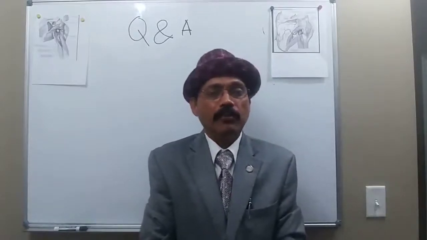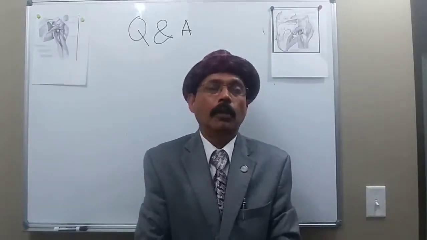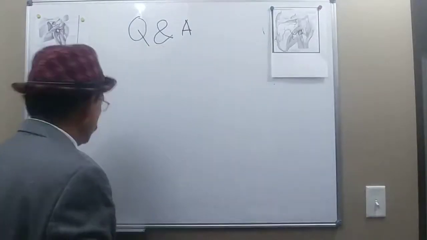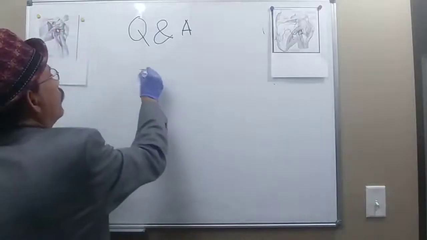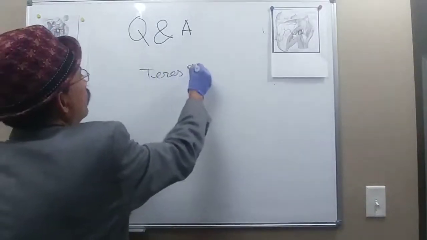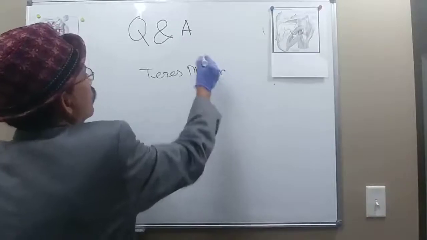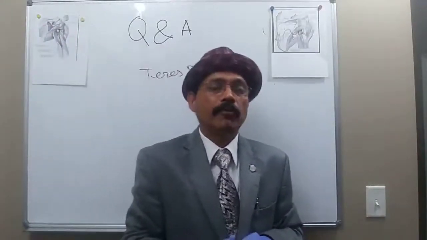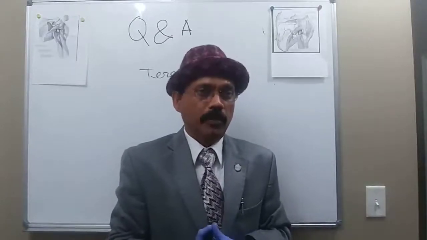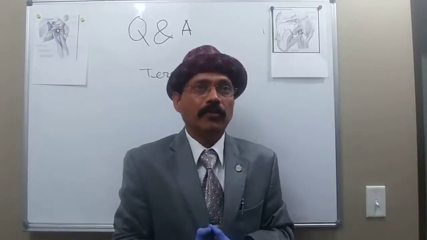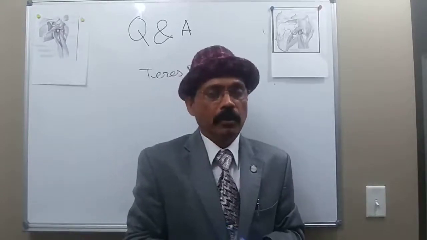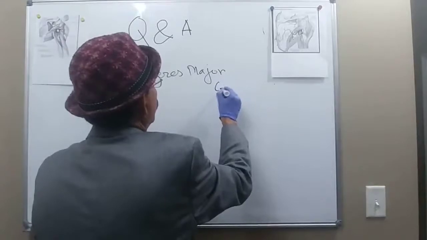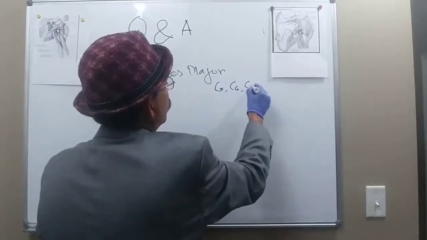Then teres major muscle, what is its nerve supply? Lower subscapular nerve. Lower subscapular nerve is coming from where? Lower subscapular nerve is coming from the posterior cord of the brachial plexus. What is its root value? C5, C6, maybe C7.